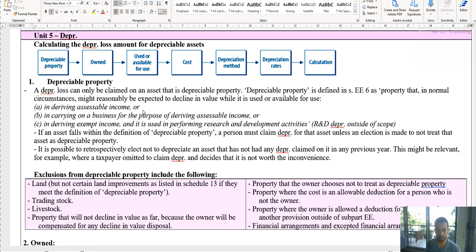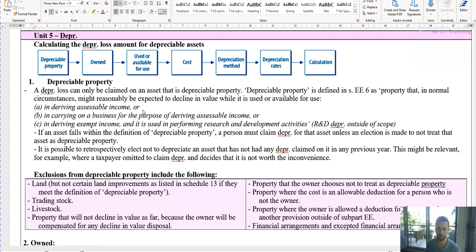So let's start off with the definition. Depreciable property is defined in section E6 as property that in normal circumstances might reasonably be expected to decline in value while it's used or available for use, whilst deriving assessable income or carrying on a business, or in deriving exempt income, which is out of scope. That's why land is not excluded in this definition. And we'll talk about some of the things that are also excluded. But basically, anything that's excluded doesn't fit the definition of expected to decline whilst in use, or maybe it's not connected to generating assessable income.